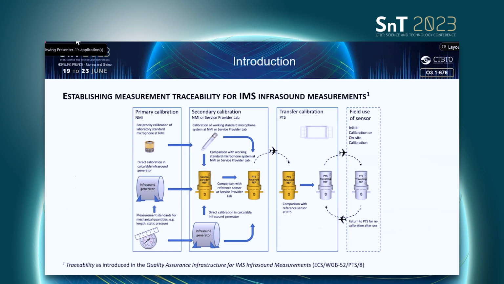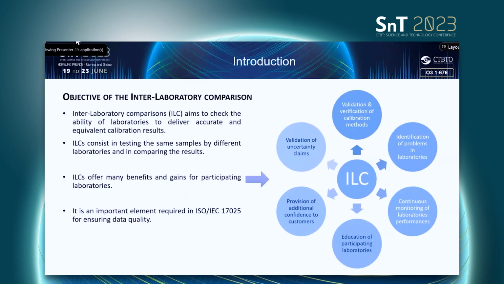We have to be sure that when we ask a calibration service from one of these service providers, they will deliver the same measurement, the same quantity, within their claimed measurement uncertainties. And so this is the main objective of the interlaboratory comparison: to check the ability of laboratories to deliver accurate and equivalent calibration results. So concretely, what we do is test the same sensor in different laboratories, and we compare the results.